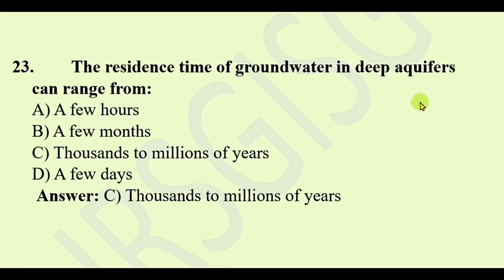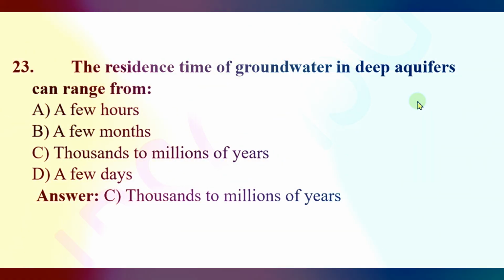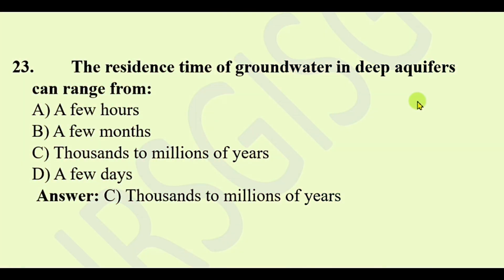Question 23. The residence time of groundwater in deep aquifers can range from a few hours, a few months, thousands to millions of years, a few days. Here the right answer will be thousands to millions of years.